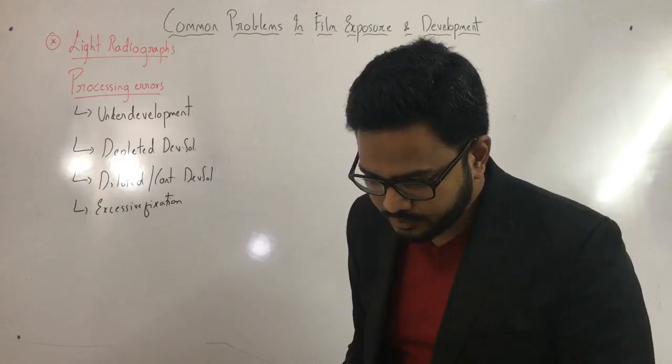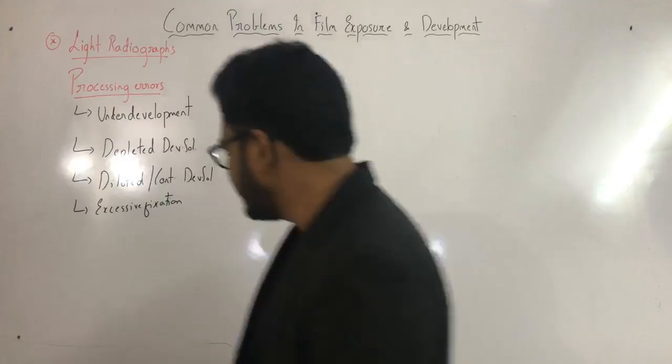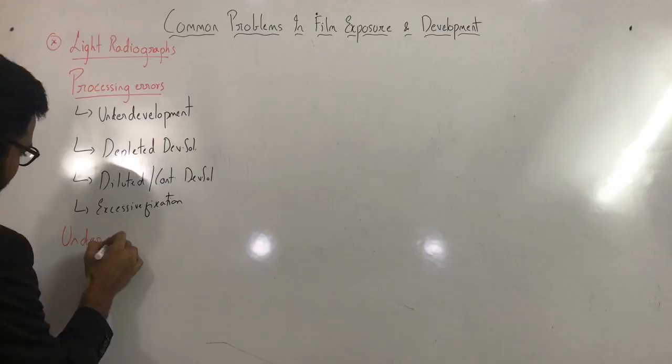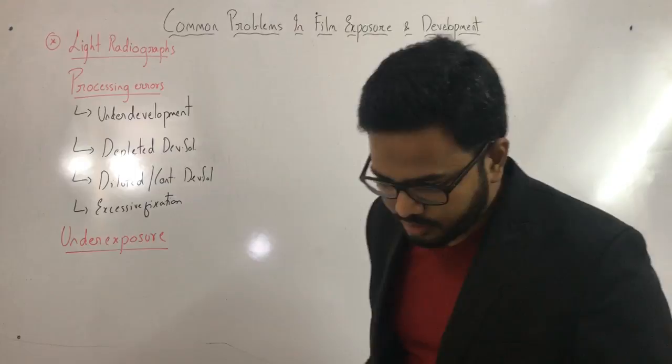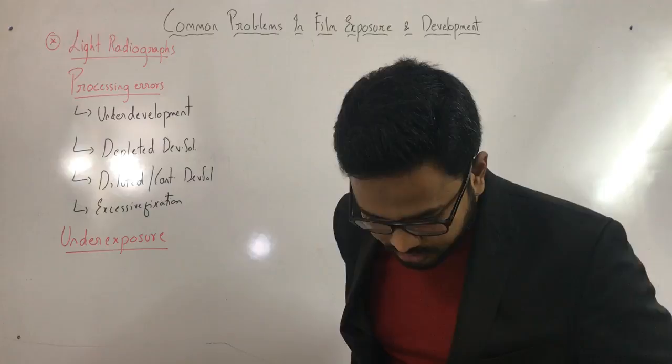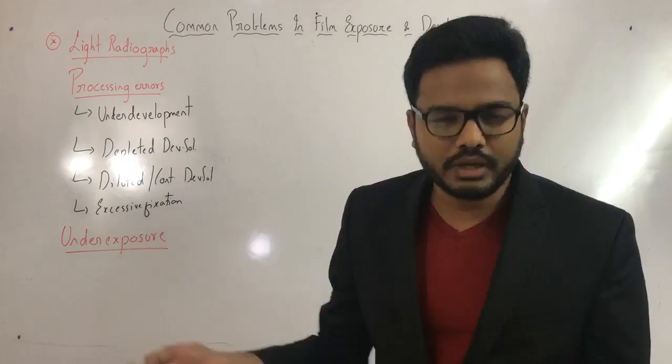Exactly. Yeah, we'll come back to these exposure parameters also. So obviously, underexposure is going to cause light radiographs. So what are the various exposure parameters that can lead to light radiographs? So as Prashanthi rightly said, yes, there can be underexposure, which means, so can you be more specific? What about tube current, tube potential? What about time? What about film source distance?